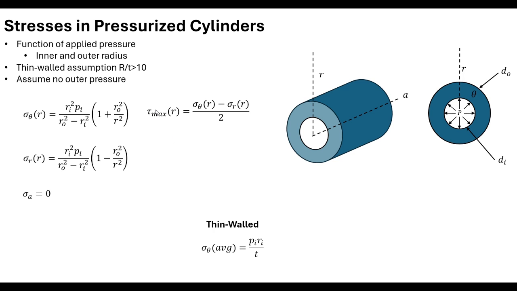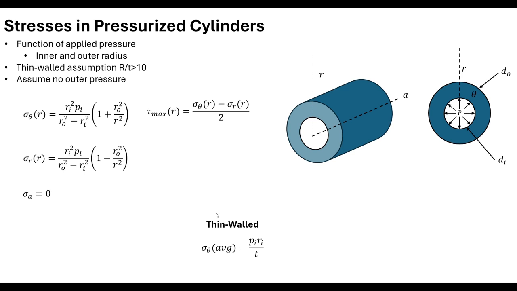Now, to calculate the max shear stress, we've learned that it's a function of the max principal and min principal stress. But for this case, since there's no axial stress, the max principal stress is going to be our hoop stress, and the min principal will be our radial stress. So to calculate the max shear stress as a function of radius, it's just the difference of the hoop and the radial divided by 2.